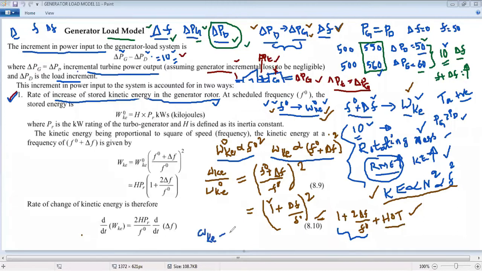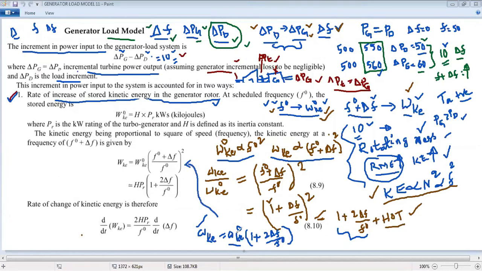Wke equals Wke naught multiplied by 1 plus 2 delta f divided by f naught. So this is the equation for kinetic energy: Wke equals the kinetic energy without the disturbance condition, Wke naught, that is at f naught, multiplied by 1 plus 2 delta f by f naught.